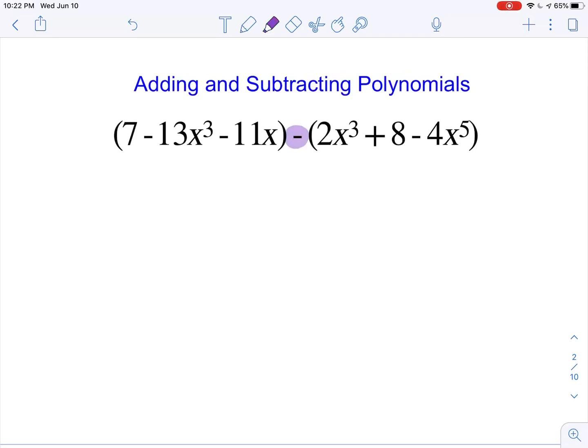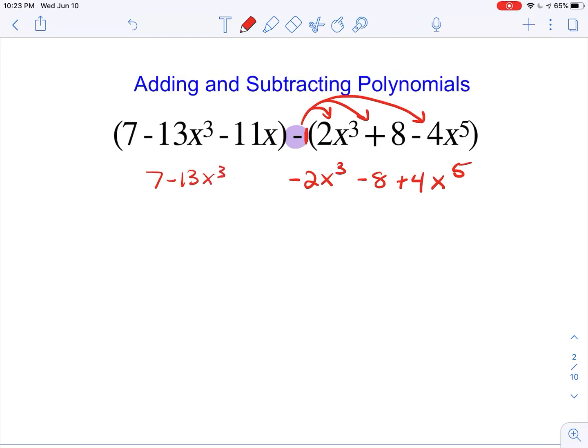Now, the only difference between adding and subtracting is this negative sign right here in the middle. The negative sign, we're going to treat it as if it were a coefficient of a -1, meaning we're going to take that negative and distribute it to everything in the parentheses it is directly next to. So this positive 2x to the third becomes a negative 2x to the third. This positive 8 becomes a negative 8, and this negative 4 becomes a positive 4x to the fifth.